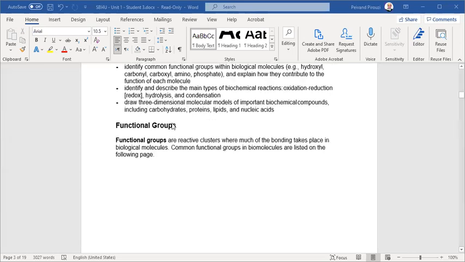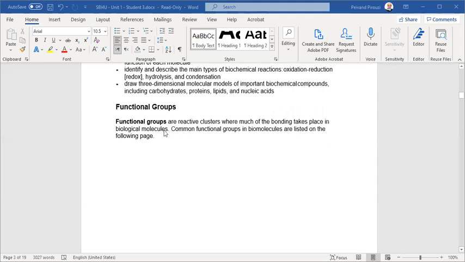Now, let's look into the functional groups. We usually see them with the letter R, capital R. These are reactive clusters where much of the bonding takes place in biological molecules. So common functional groups in biomolecules are listed on the following page. I'm going to cover that now.